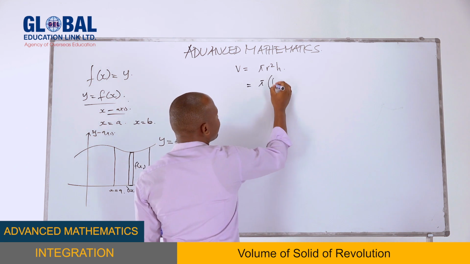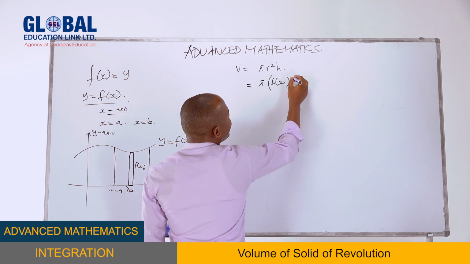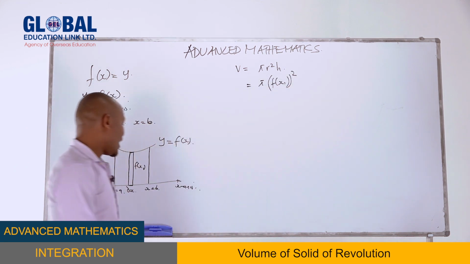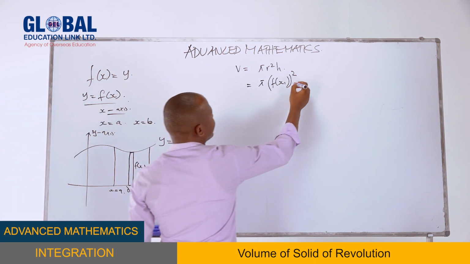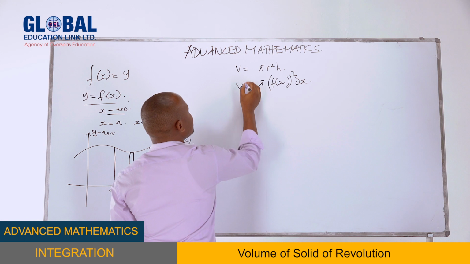That is f of x1, squared, times what? Times the small change in x, that will be dx. This will be the volume.